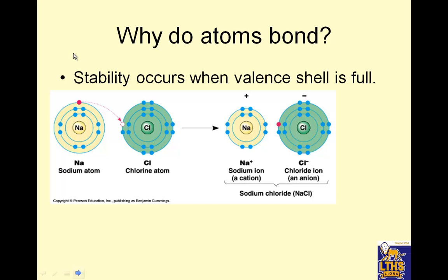So why do atoms bond? Stability occurs when a valence shell is full. Full is typically 8 electrons. Okay? So notice here, sodium has an extra one. Chlorine needs an extra one. Notice 8: 2, 4, 6, 8. 8 is full. Full is lowest energy. That's stable. And that makes chlorine with this extra one, 2, 4, 6, 8, so unstable.